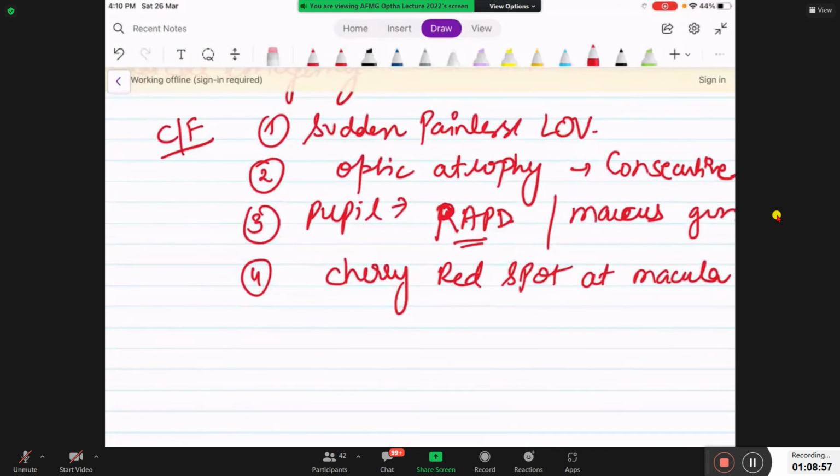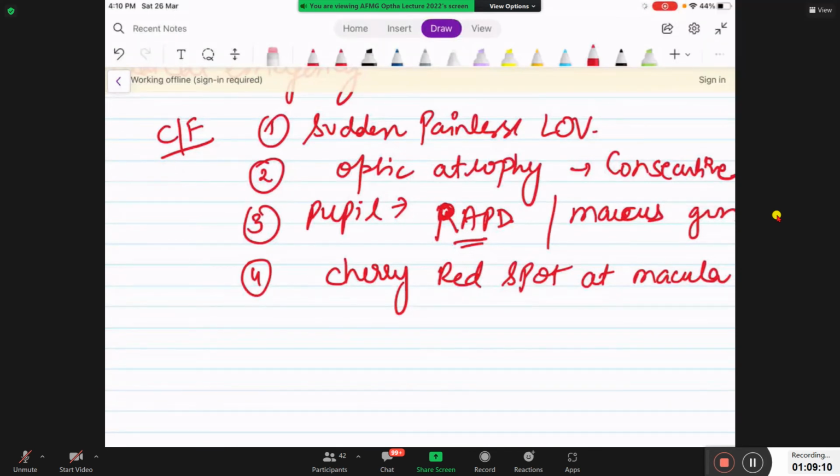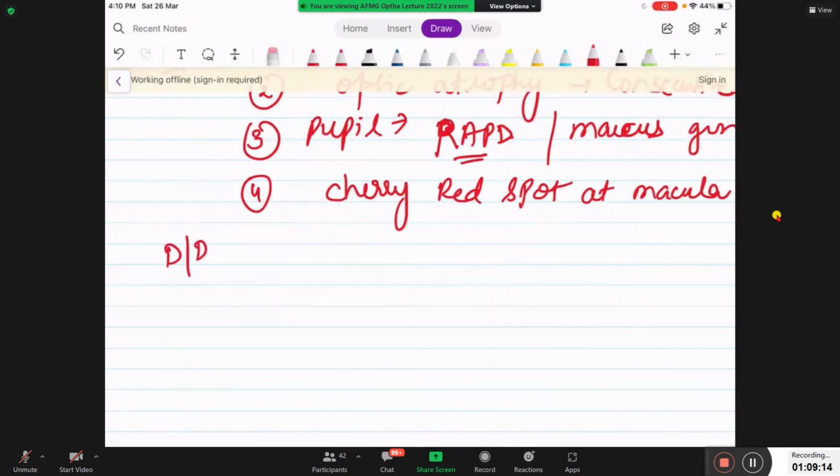Now you will see cherry red spot in other pathologies also, like in medicine. There are very many diseases in which you will see cherry red spot apart from CRAO. Mnemonic: write down the differential diagnosis of cherry red spot. Write down the mnemonic.